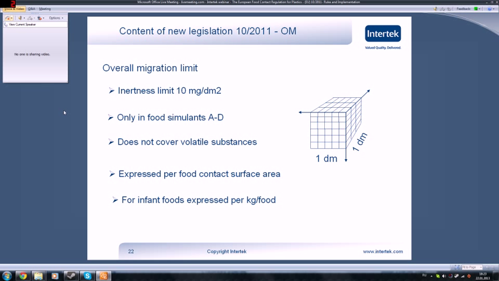The overall migration limit is only in food simulants A and E. It does not cover volatile substances. It's expressed per food contact surface area, of course. And for infant foods, expressed per kg of food.